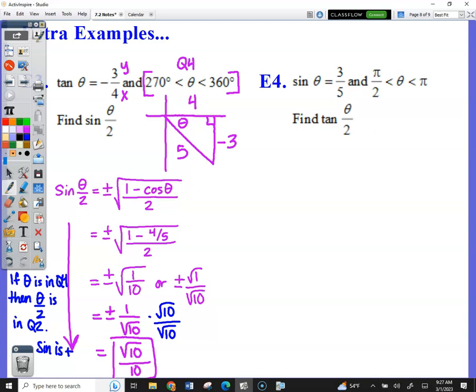All right, do you want to do this practice example? Do you feel like you need another one? Possibly. All right, so set it up. Look at what quadrant you're in based on the theta. Draw the picture, find the missing side, pull a formula for tan of the half angle.